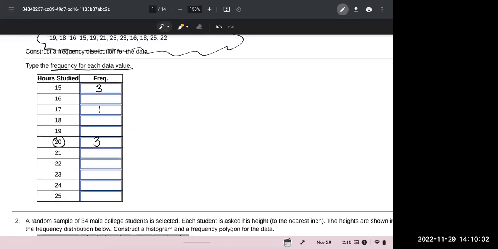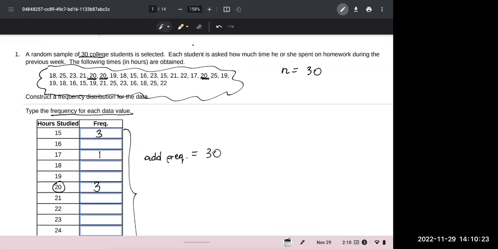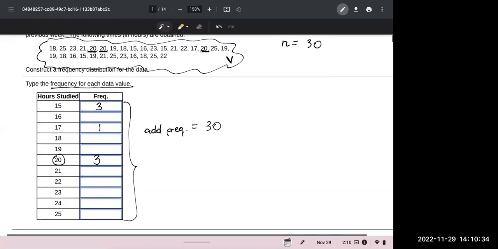And how you will know that you solved this problem correctly: when you will have all the frequencies, when you will list all the frequencies, always check your work. Add the frequencies, and that should give you 30. When you add all the frequencies, you should end up with 30, because right here you have 30 numbers. So that's how you will know if you solved this problem correctly.